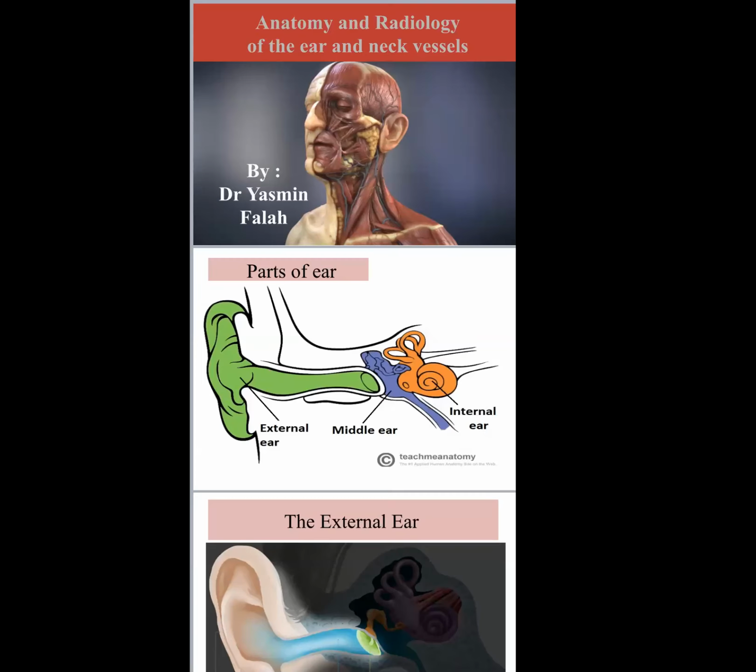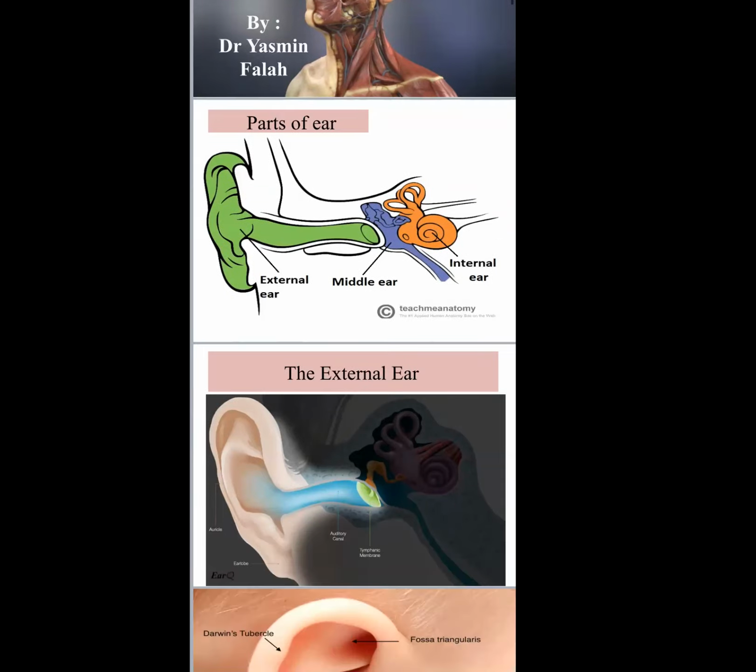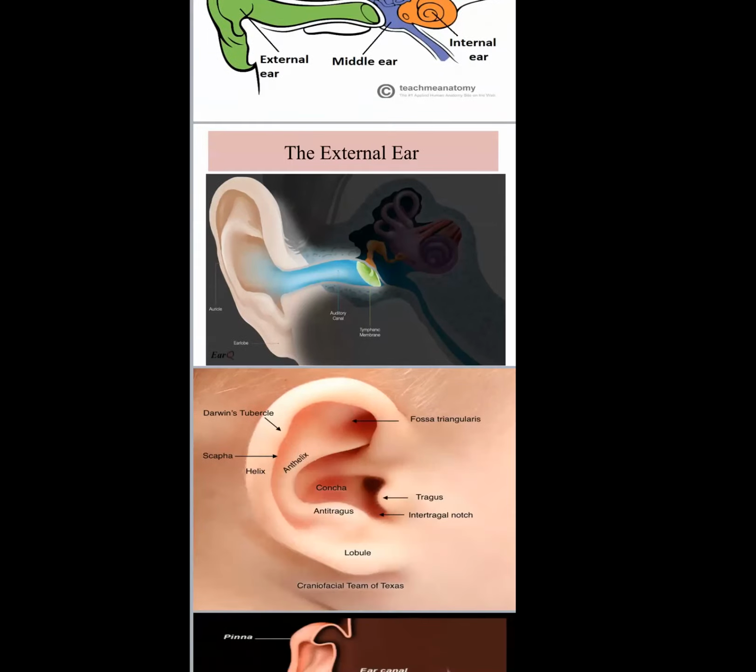محاضرتنا بها two parts: the anatomy and radiology of the ear and the anatomy and radiology of the neck vessel. البارت الأول ear, the anatomy of the ear. ear تتألف من three parts: external ear, middle ear and the internal ear. external ear تتألف لنا من two parts: البينا and the external auditory canal.